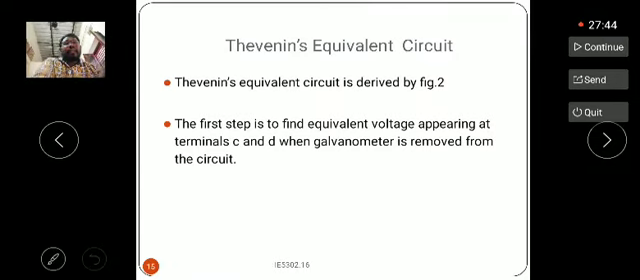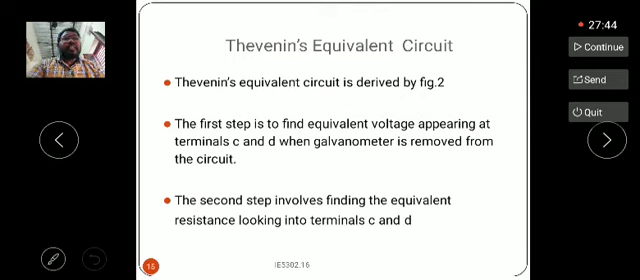Here the Thevenin's equivalent circuit is derived from figure 2 only. Here the first step is to find the equivalent voltage appearing at the terminals of C and D when the galvanometer is removed from the circuit. That means where we have to measure the response, that element is replaced with an open circuit. Here we are calculating the open circuit voltage across the galvanometer, which is connected between C and D. The voltage is called the Thevenin's voltage.